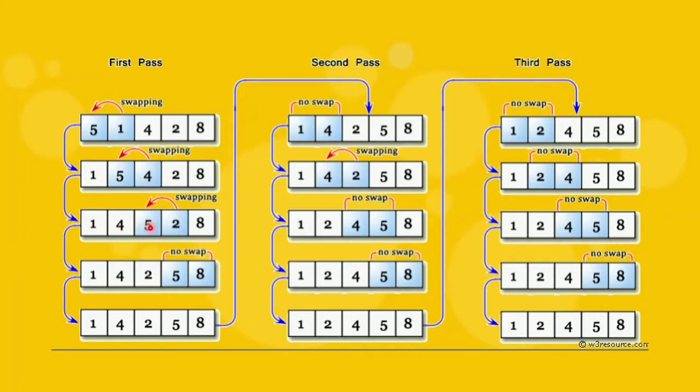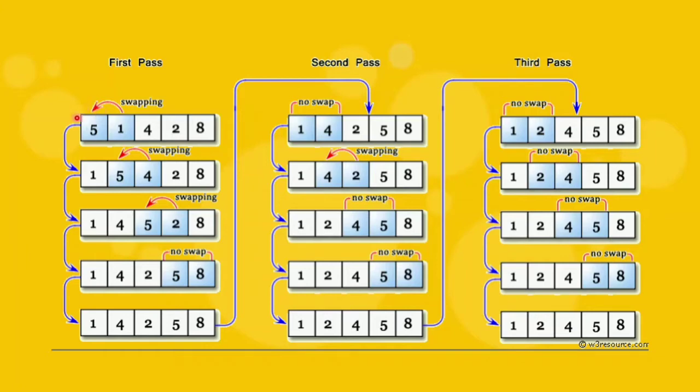So we will compare 5 with 2. This time 5 is again greater than the next value 2, so we will again swap. In the next step, we are able to see that 5 is not greater than 8, so no swap will happen. And this way we will complete our first pass.